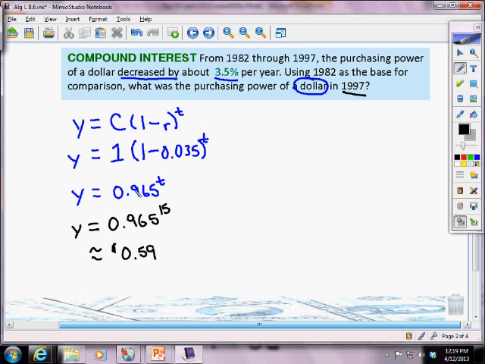Now I want to point something else out here. Again, we could have used our generic formula. Our initial value still would have been 1. Our growth factor, our decay factor, would still be 0.965. And we still can raise this to the 15th. Understand when it's decreasing, we're going to subtract it from 1, or subtract it from 100%. If it's increasing, that's when we add it. The difference between exponential decay and exponential growth is in this growth factor.